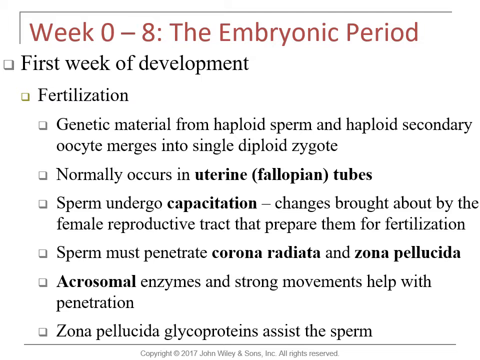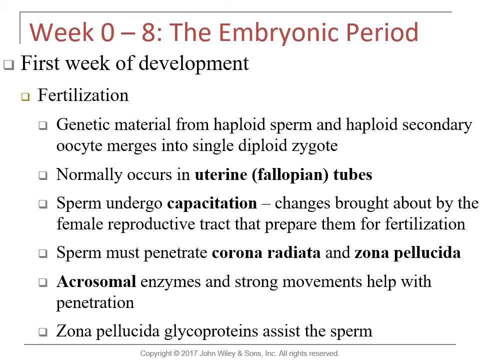During capacitation, sperm are acted on by secretions in the female reproductive tract that result in the removal of cholesterol, glycoproteins, and proteins from the plasma membrane around the head of the sperm cell. Only capacitated sperm are capable of being attracted by and responding to those chemical factors produced by the surrounding cells of the ovulated oocyte.